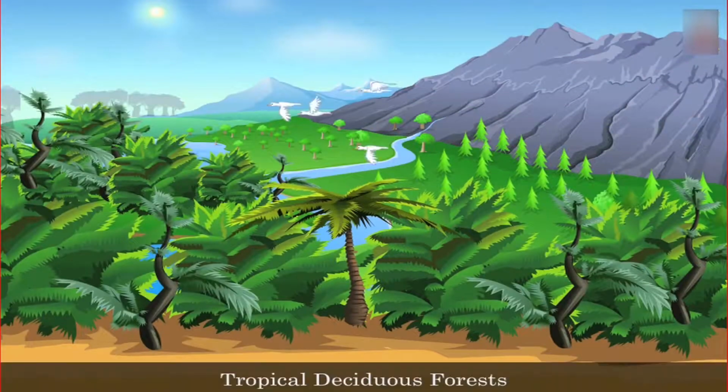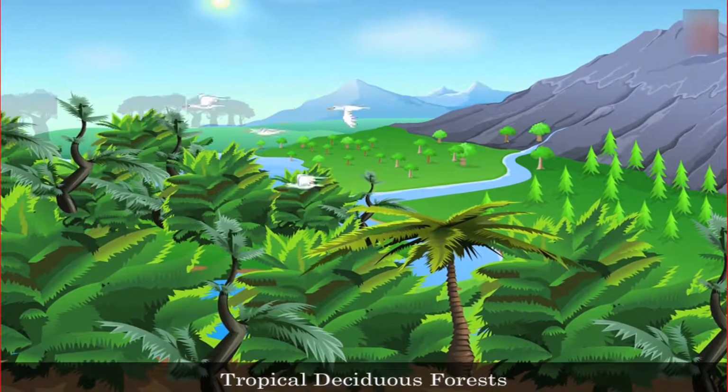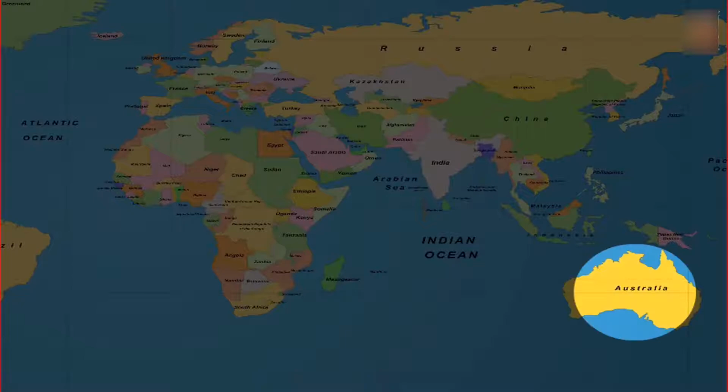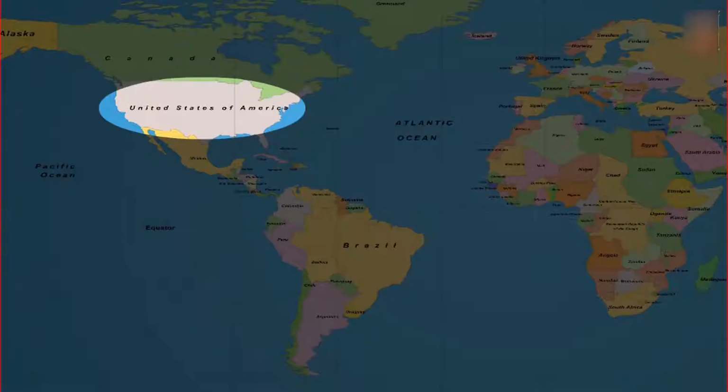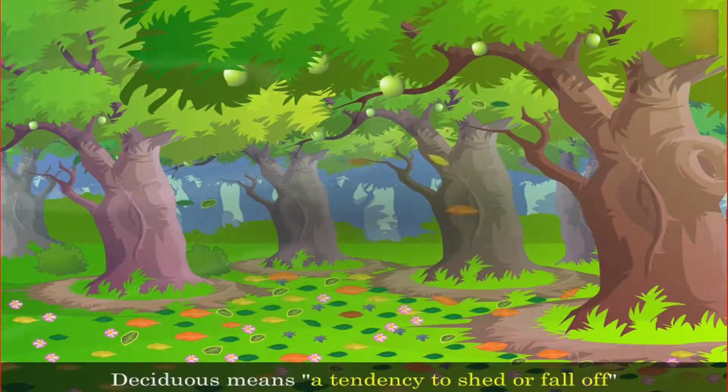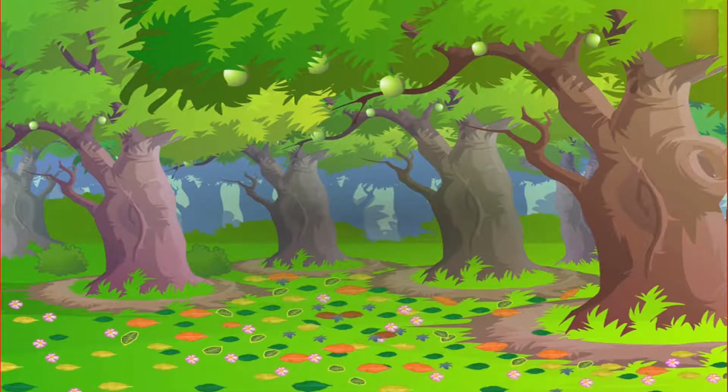2. Tropical deciduous forests. Tropical deciduous trees are monsoon forests found mostly in India, Northern Australia and Central America. Deciduous means a tendency to shed or fall off. The trees in this area shed their leaves in autumn to conserve water.